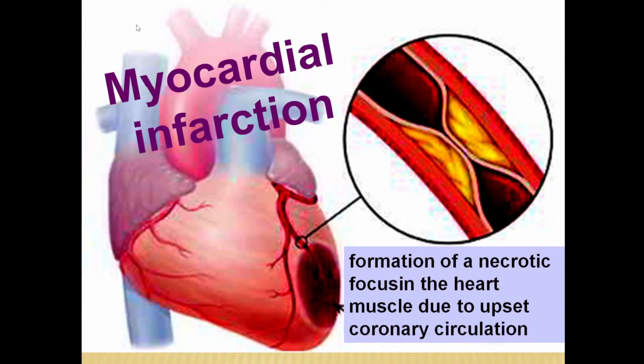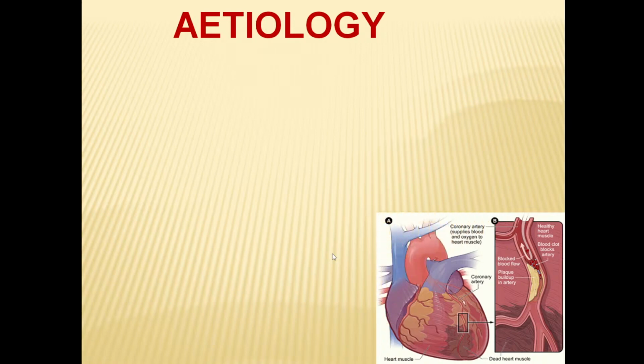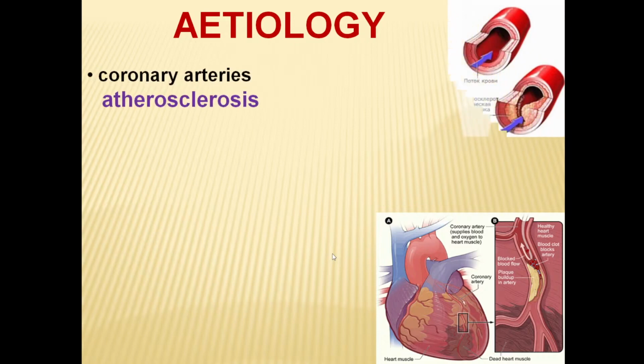As you see on this slide, usually it appears in patients with atherosclerotic affection of coronary vessels, and prolonged obstruction of coronary vessels finishes with damage and then formation of a necrotic focus in the heart muscle. Etiological factors resemble the etiology of angina pectoris.